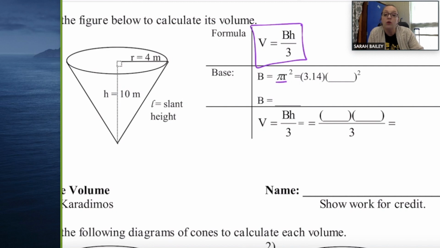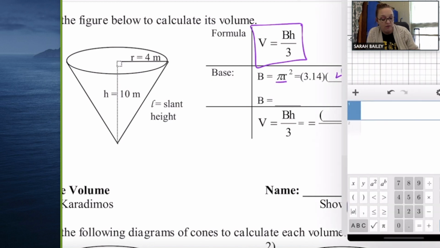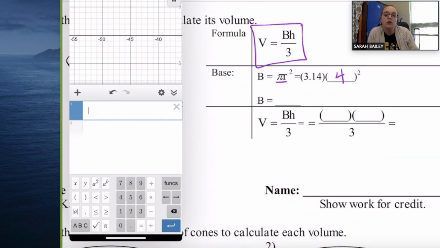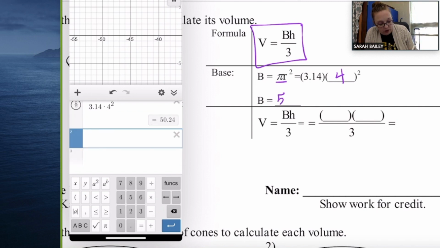All right, so you're going to do pi times radius squared. Here the radius is 4, so we'll do pi times 4 squared, and that gives us the area of the base. Since they're using the 3.14, we're also going to use 3.14 just for this purpose. 3.14 times 4 squared gives me 50.24.